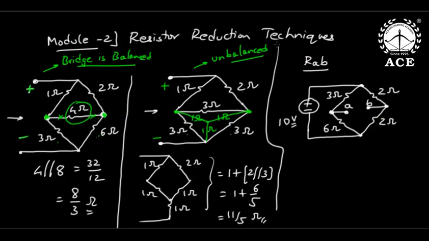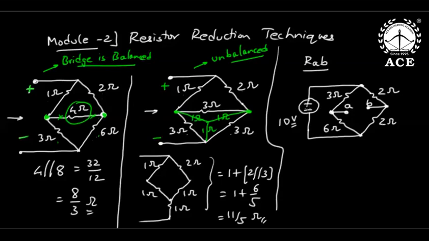Now I am going to the next model, everybody. Here I want the resistance between A and B. Resistance is a passive bilateral property, so remove the active element. Who is the active element? The ideal voltage source.